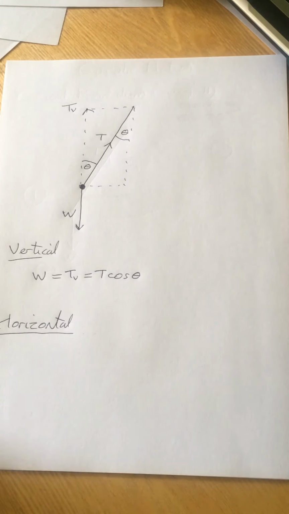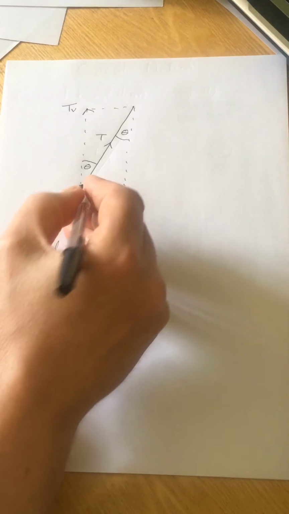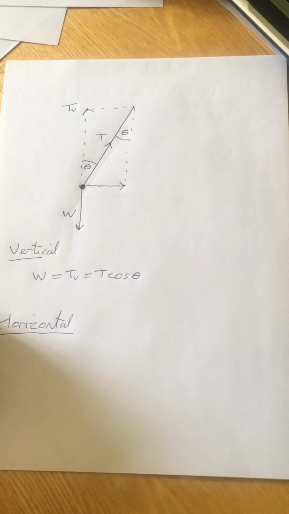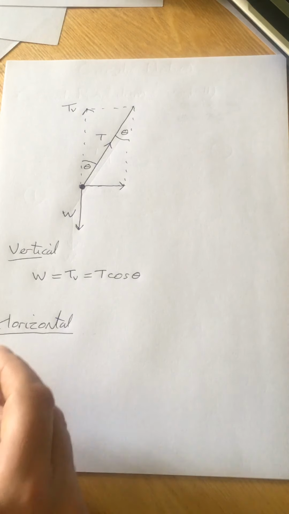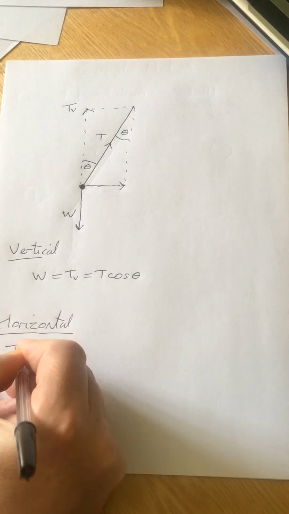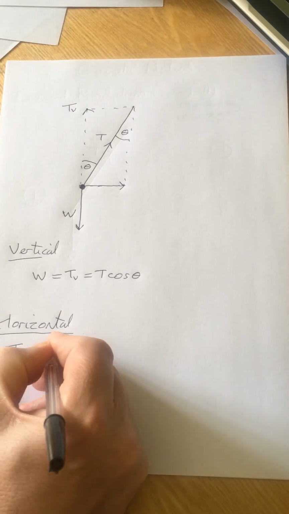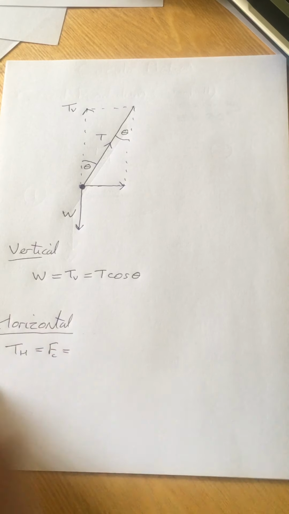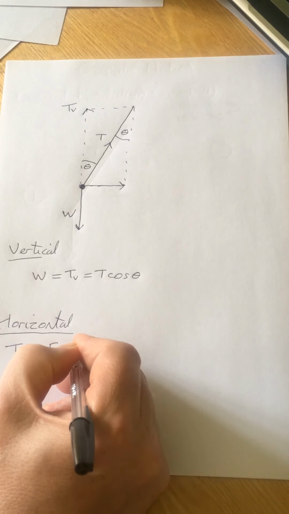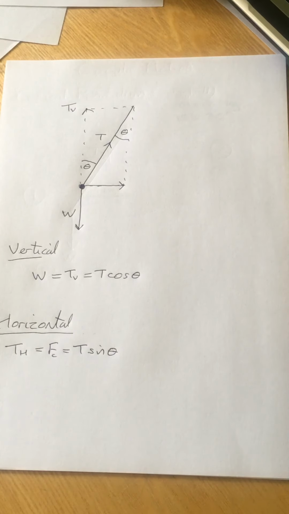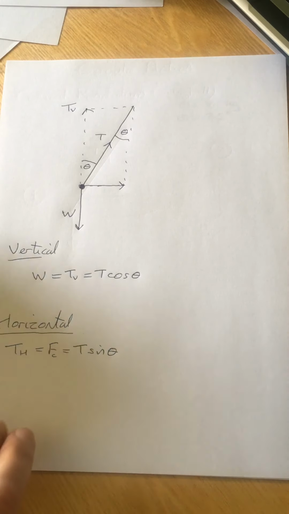For the horizontal component of T, which acts towards the centre horizontally, this horizontal component is the central force, which we can call FC. Using the trig and the triangle, it is T sin theta. Now these two components will become very important when you come to solve problems.